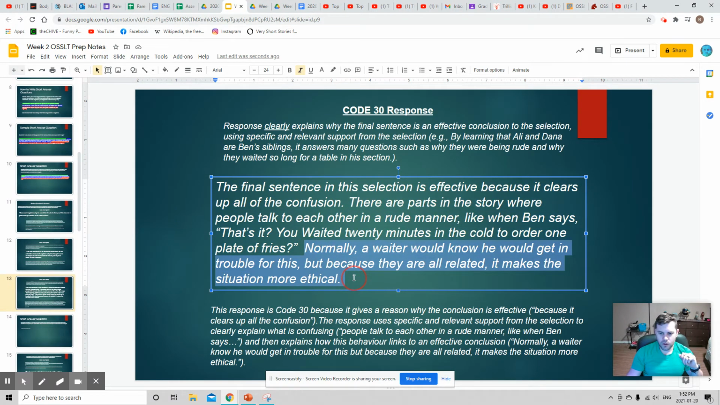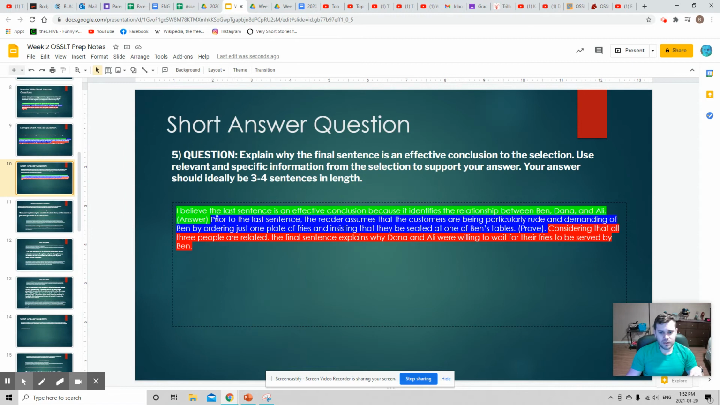Normally a waiter would know he would get in trouble for this, but because they're all related, it makes the situation more ethical. So while our answer right here isn't the same, it's organized in the same way so that they would both get 30 points, 30 out of 30.